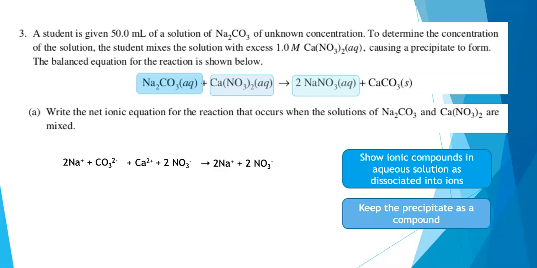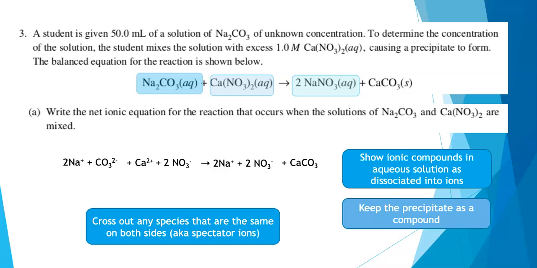And then the calcium carbonate, which is a precipitate, right? That's our solid. And so the precipitate needs to stay together as an undissociated compound. And so we have to write that into our formula as well. These are the steps you need to go through, all right? And then any species that are the same on both sides, you cross them out. Those are your spectator ions, and they need to go. And what's left is your net ionic equation.